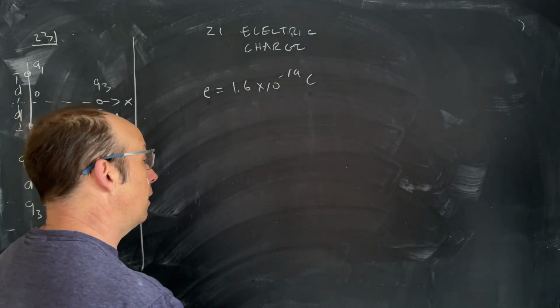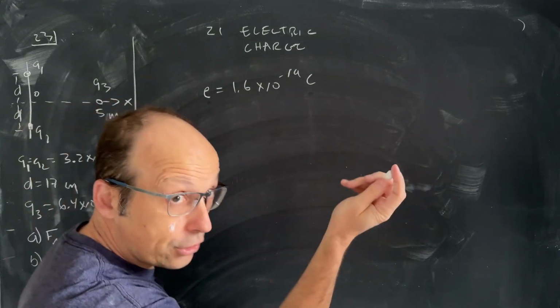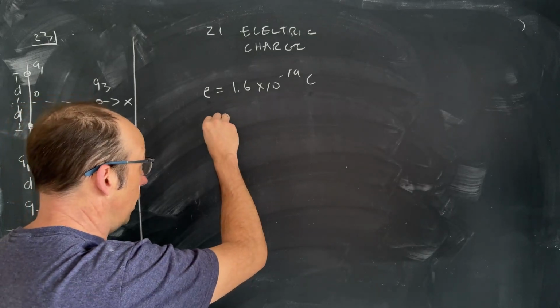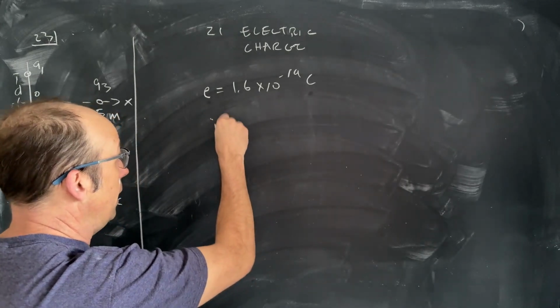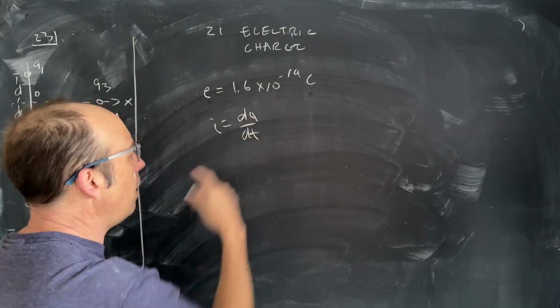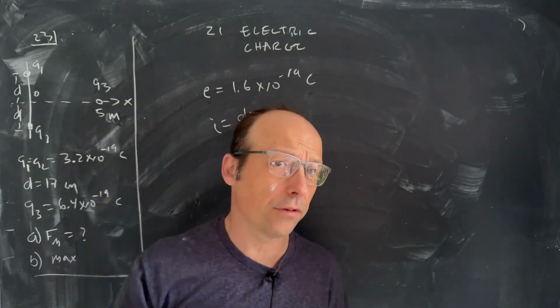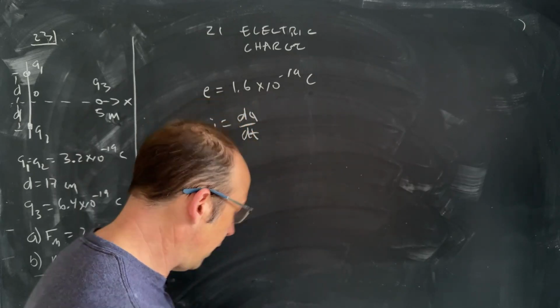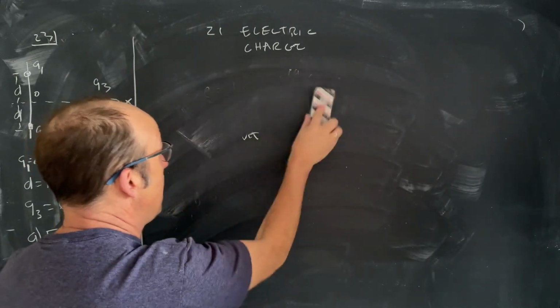Now, if you have moving charge, I'm not sure why they introduce this here. They define electric current i as the flow rate of charge, dq/dt, and I'm not really sure why they use lowercase i. We normally use capital I, but that's what they put. Okay, finally, we're going to get to the main event here.